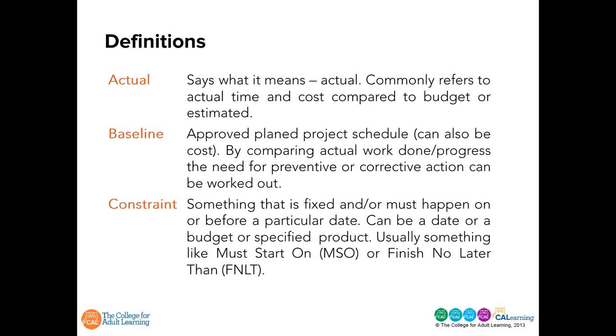A baseline. Baseline is the approved planned schedule or cost. By comparing actual work done and progress, the need for preventative or corrective action can also be very quickly worked out. A constraint. A constraint is something that's fixed and or must happen on or before a particular date. Can be a budget or a specific product. Usually something like a must start on, an MSO, or not finish later than is a constraint.